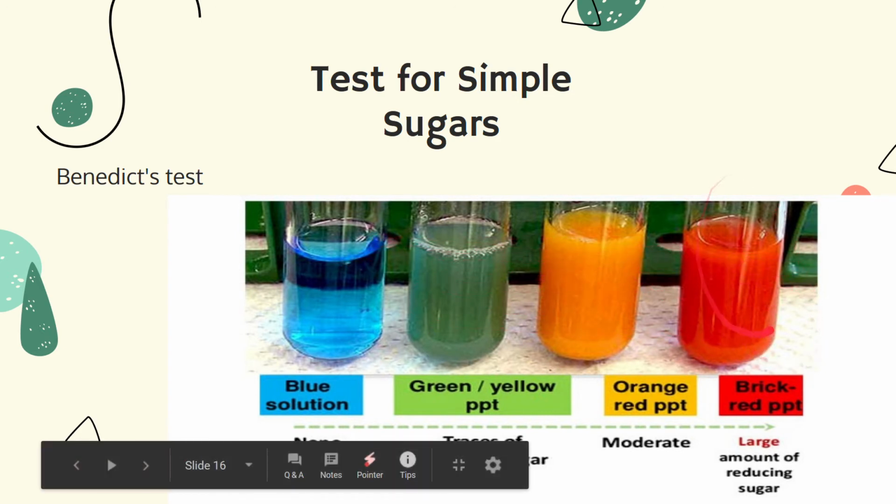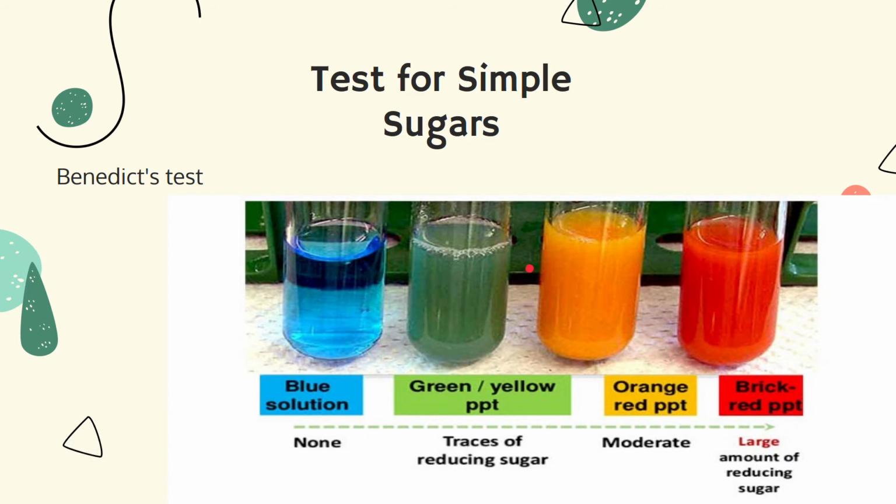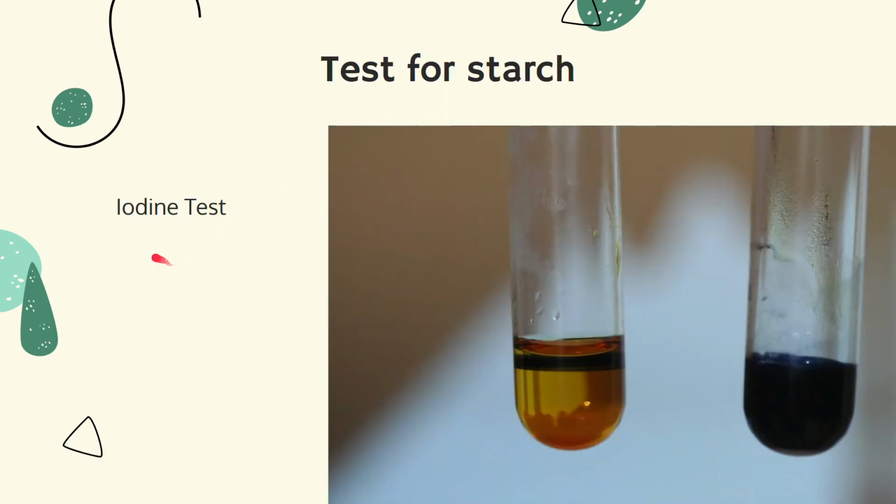And the more you have, it's going to be red. If you have moderate, it's going to be orange. Traces is going to be green. The test for starch is the iodine test.